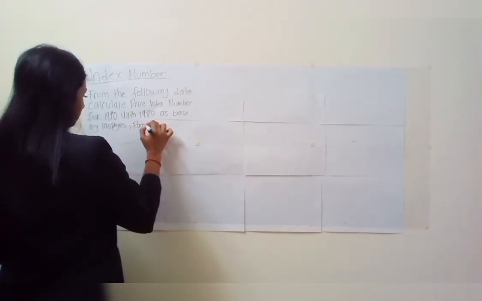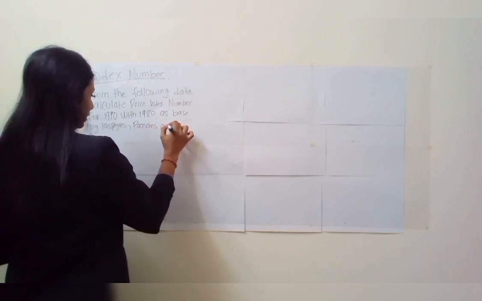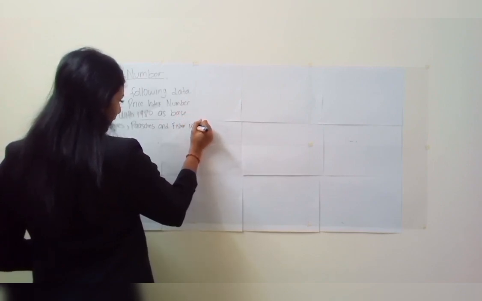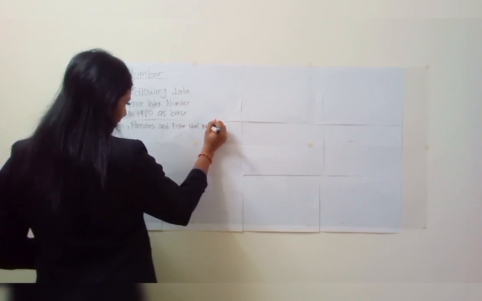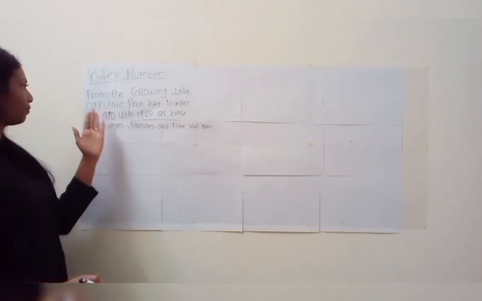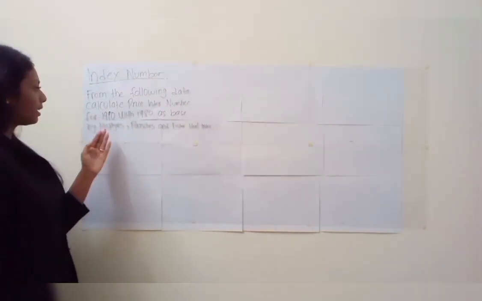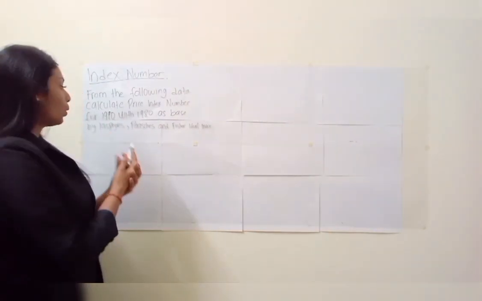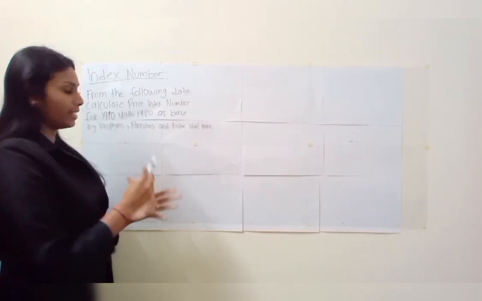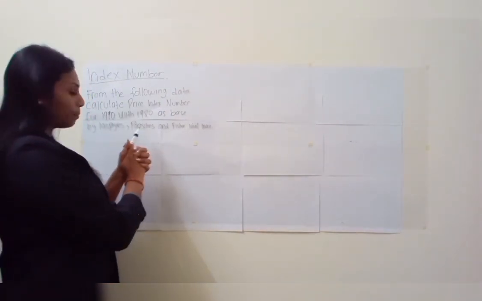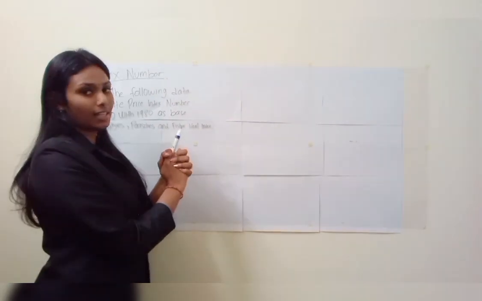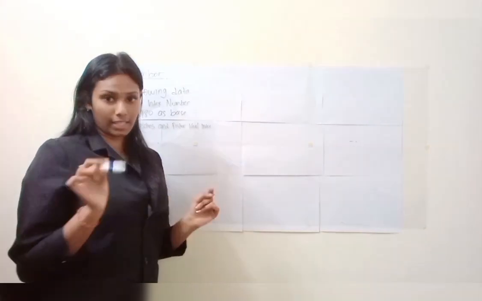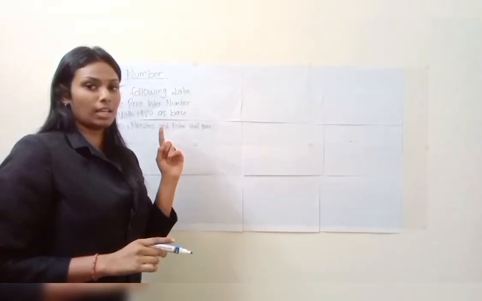So see the question. From the following data, calculate price index number for 1990 with 1980 as base by Laspeyres, Paasche and Fisher Ideal Index. So let me draw the column data based on the question.